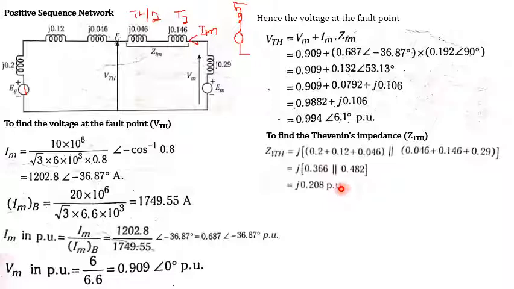0.208 per unit value. So we got this V Thevenin and Z1 Thevenin. So this is the expression for the positive sequence network. Okay, final expression, this is 0.208. V Thevenin is nothing but what we considered earlier, or we can write it as EA1, or whatever we can consider.